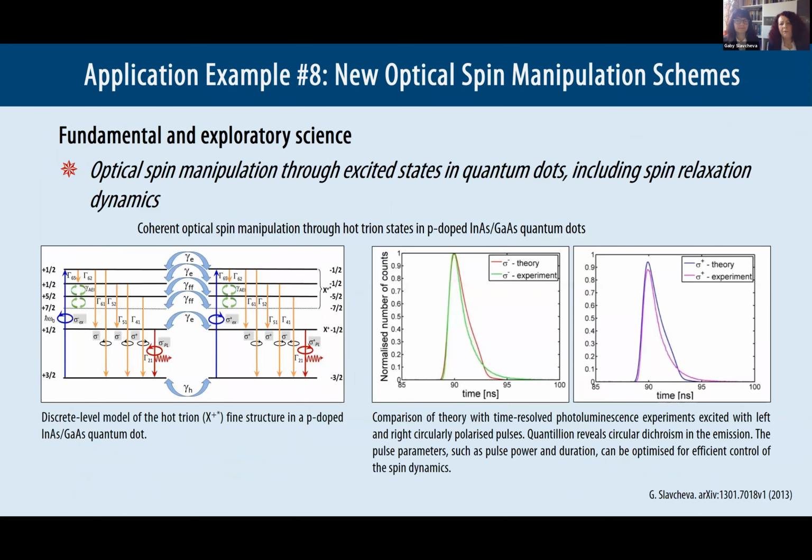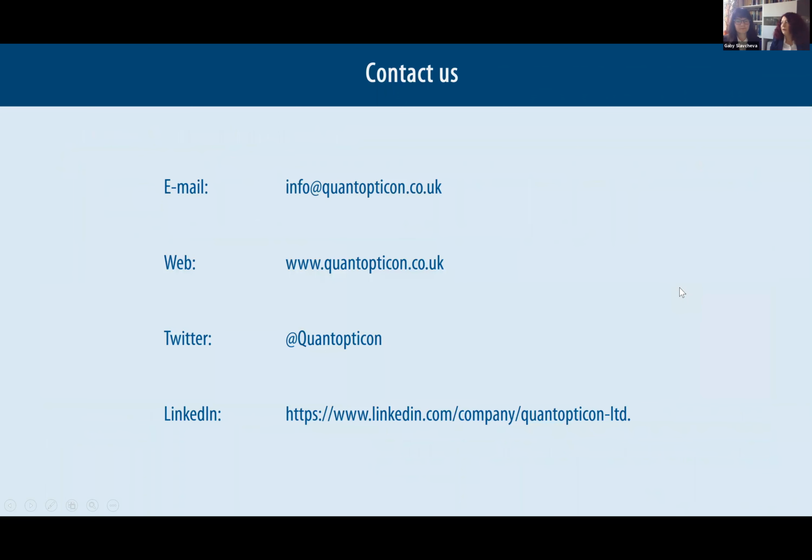And finally, we have made some comparison with the experiments at Imperial. For this particular example, we have modeled a p-doped indium arsenide quantum dot, and we modeled the spin manipulation through excited states, upper states, excitonic states in quantum dots, including all spin relaxation dynamics. And we have shown a reasonable agreement between theory and experiment. Well, of course, it will be much improved now when we have developed the model. So basically, these are the examples that I wanted to consider.